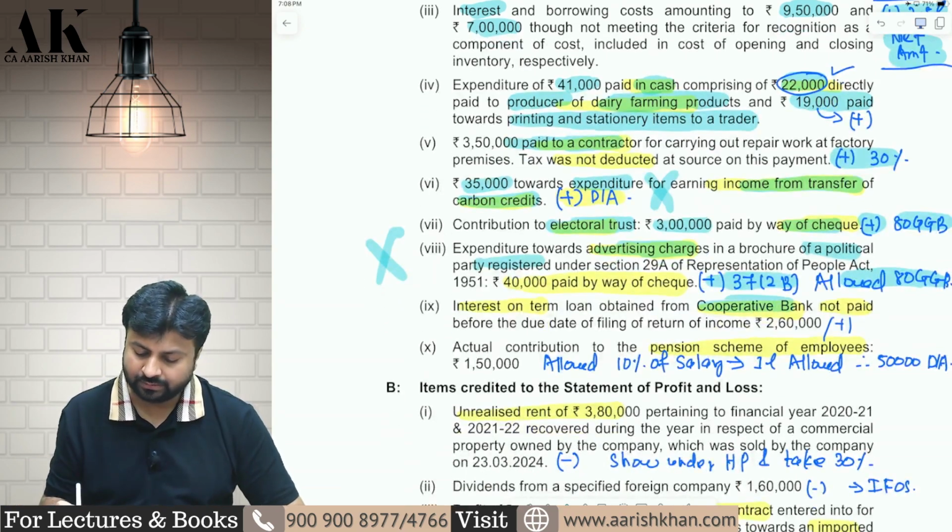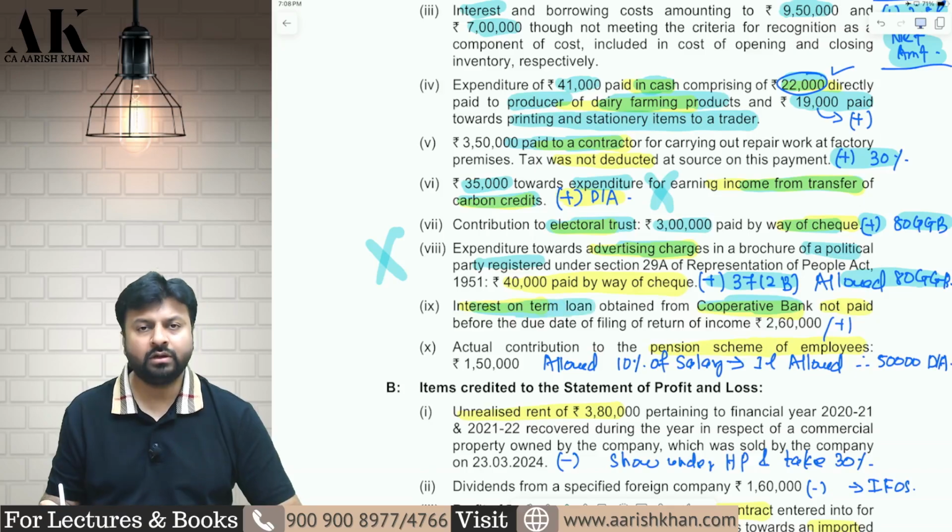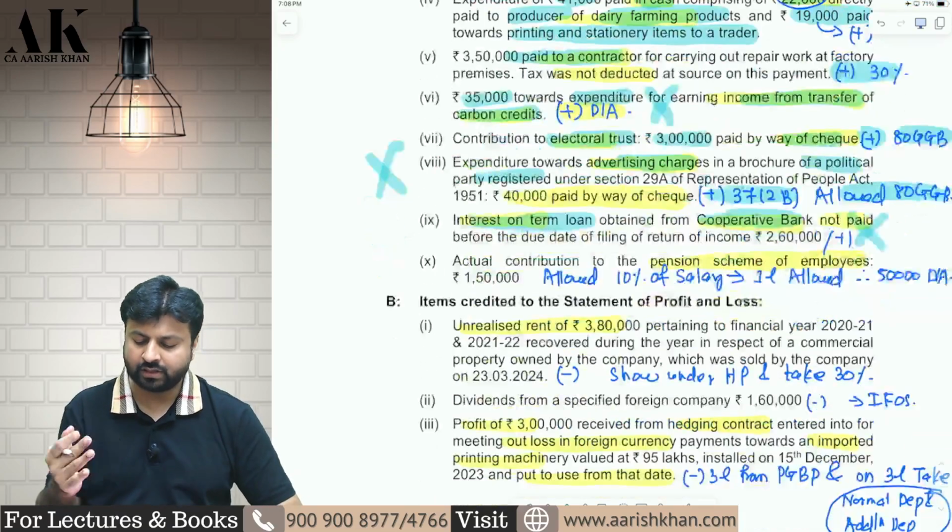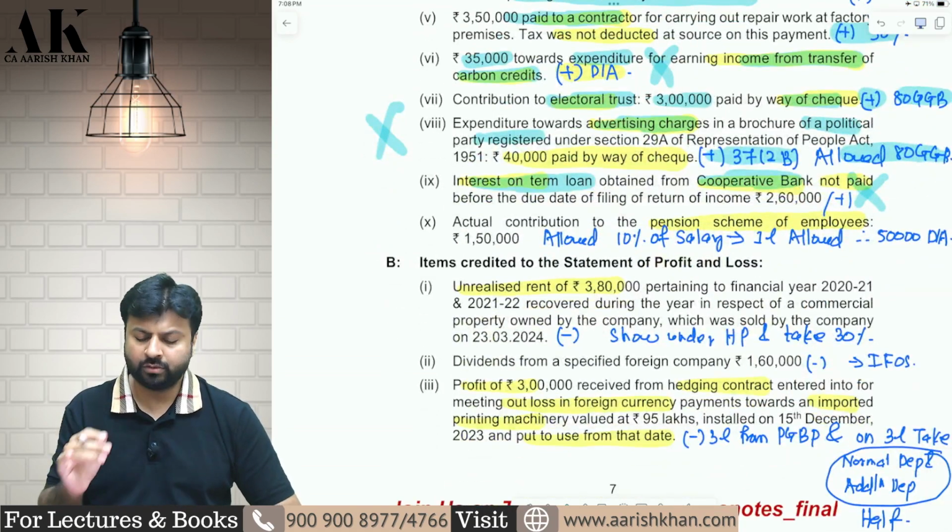Next, you have taken some loan from a cooperative bank, interest on loan, but that interest is not paid, therefore disallowed under 43B. Okay, you have to pay till the due date of filing of return.